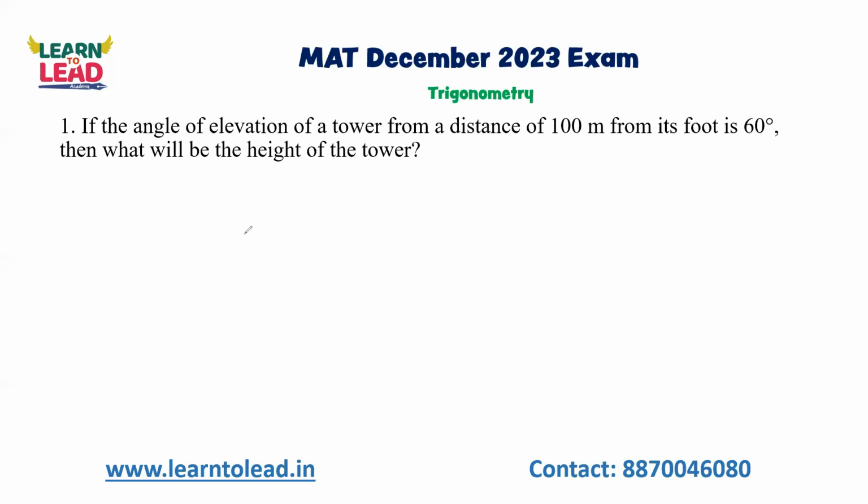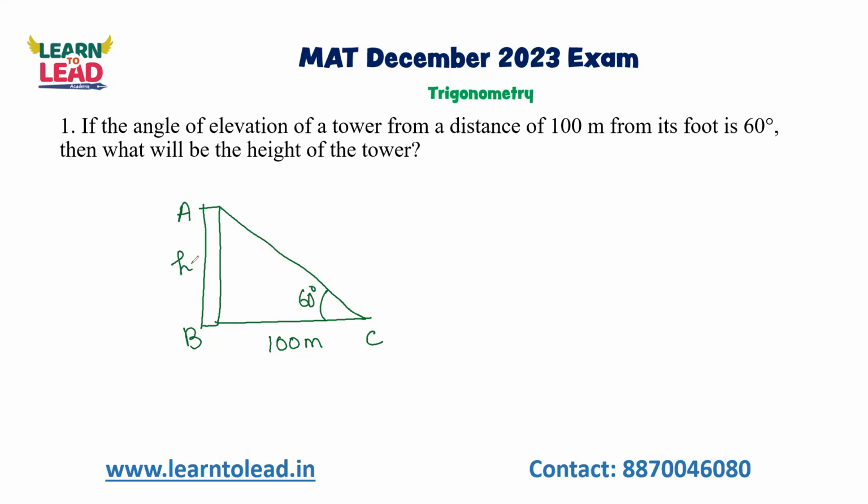If the angle of elevation of a tower from a distance of 100 meters from its foot... angle of elevation means you need to see upwards. Let us consider this as a tower, from a distance of 100 meters from its foot. So the distance is 100 meters. Let us take the tower as AB and this point as C. And the angle of elevation they have given is 60 degrees. Find the height of the tower.